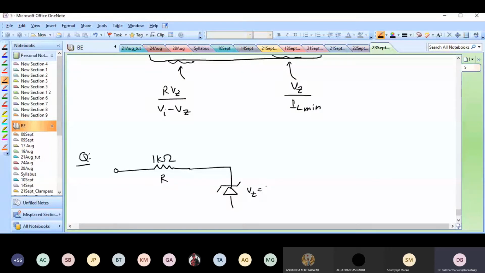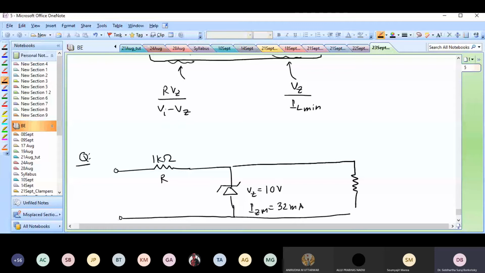We have a Zener diode. It has a 10 volt Zener potential and 32 milliamperes current, and then I have a load resistor. I write it this way. If you remember, when I write a load resistor and then put this slanted arrow in there, that means I have a variable resistor, and I will change the resistance using this.